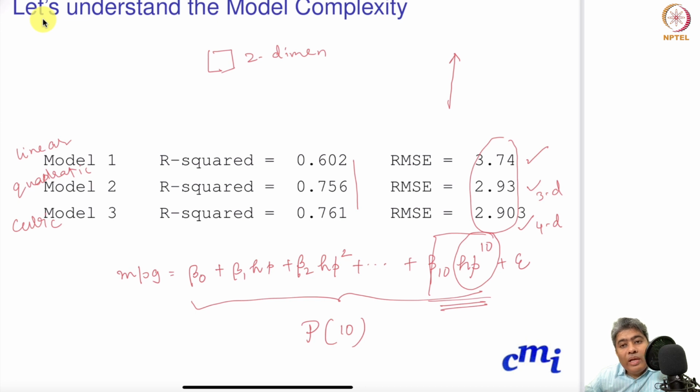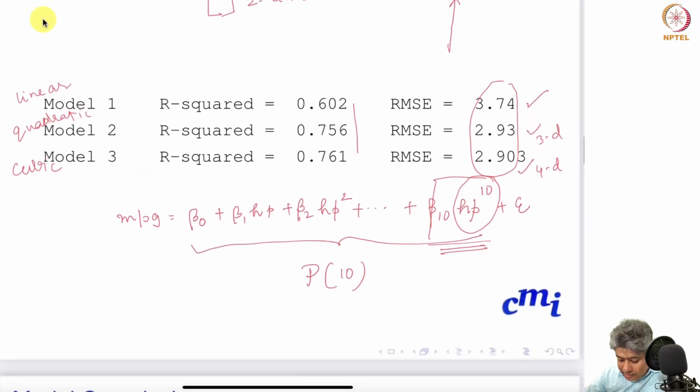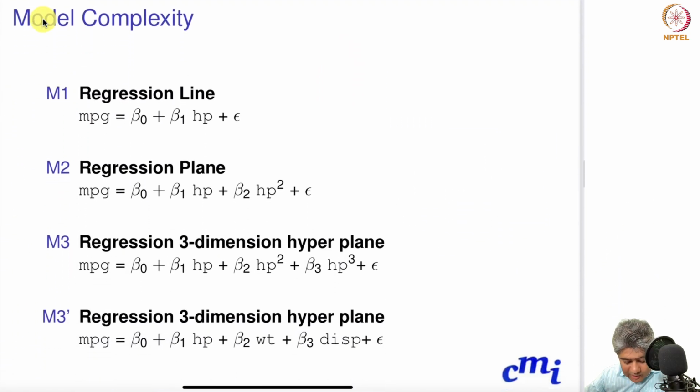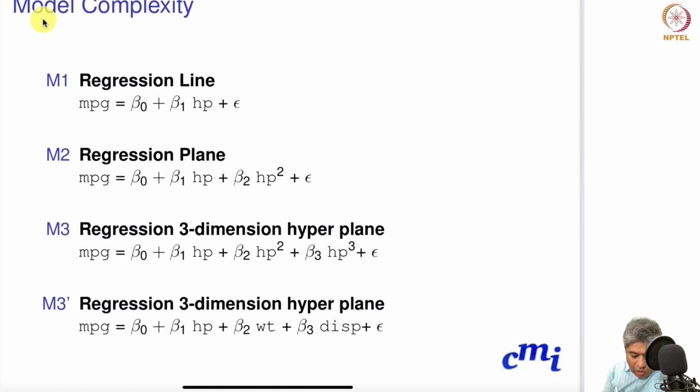But as you increase the model complexity, eventually you will not be able to explain the model, and that is where all the problems lie. So you can see the model complexity: initially we considered the simple linear model, then the quadratic model, then we put it into 3 dimensions, the cubic model, 4 dimensions.